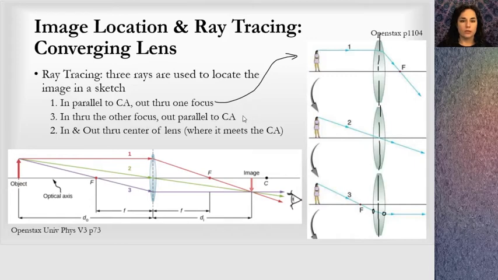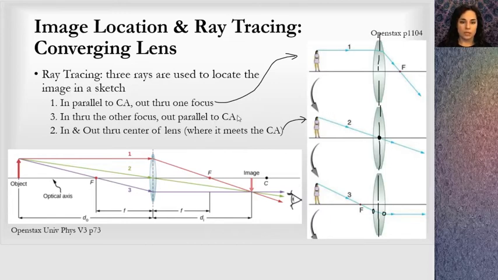The second one here, which is really easy to draw, and is the third one in the list compared to when we looked at mirrors, goes in and out through the center of the lens. Because this is light, it goes through the lens. So it's going to go through the center of the lens, where the center of the lens meets up with the central axis. And that's a very, very simple line to draw.